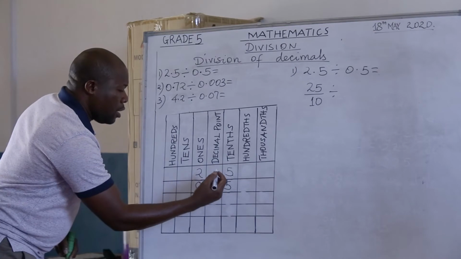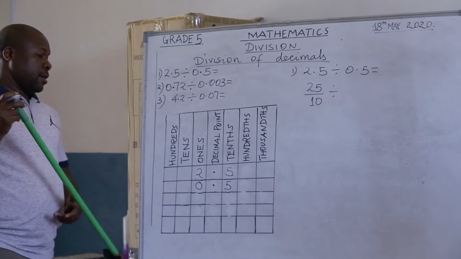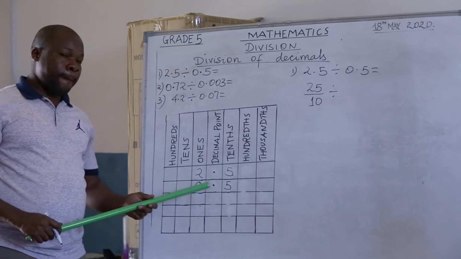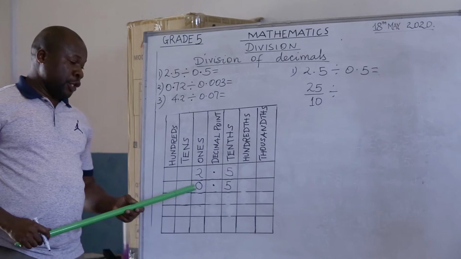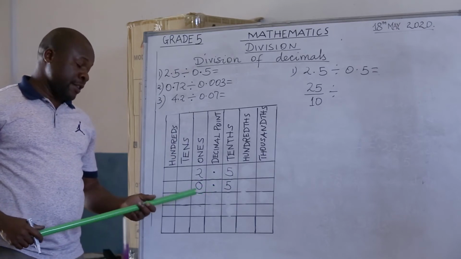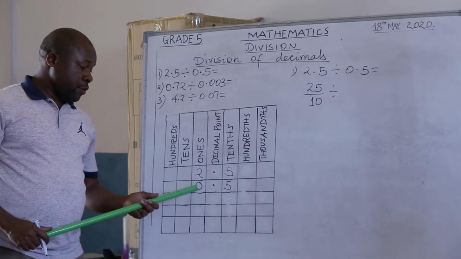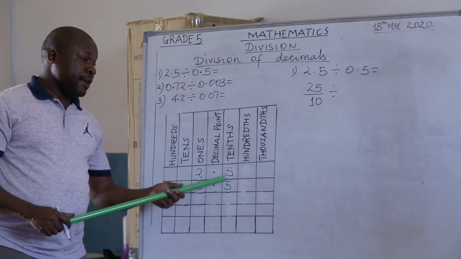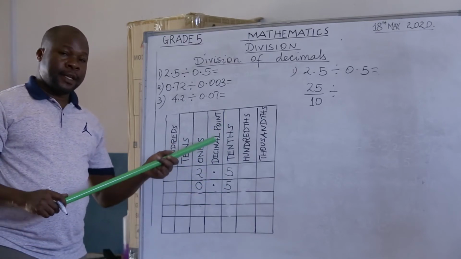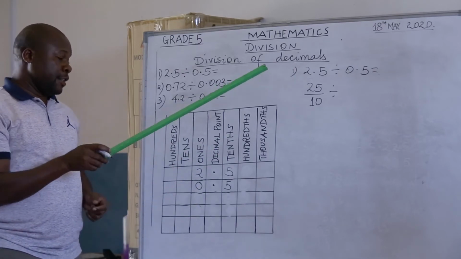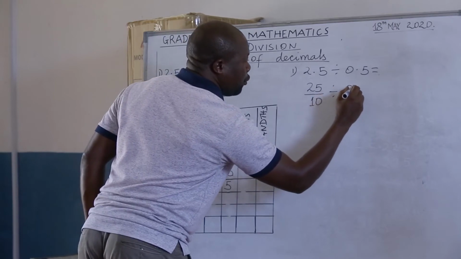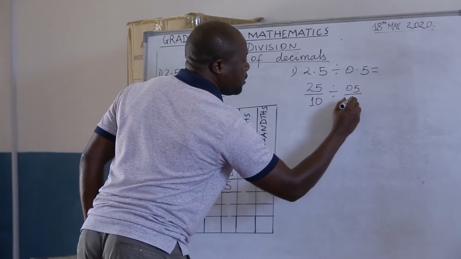Now, let us read this number as it is shown in the place value chart. 0.5. Alternatively, you can read this number as 0 and 5 tenths. Let us write 0 and 5 tenths as a fraction.